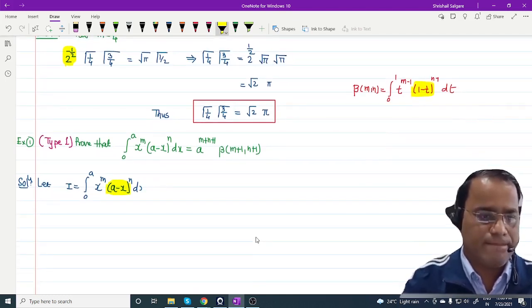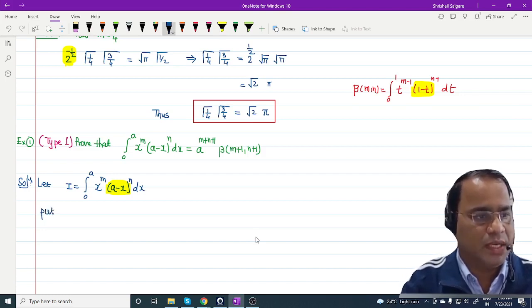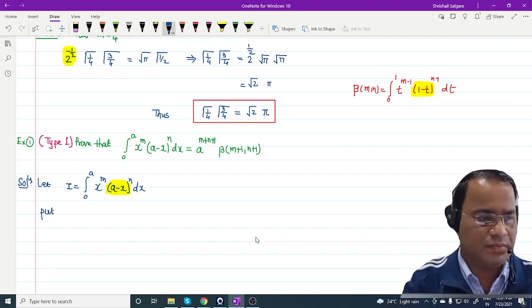Yes, Aditi. Here it is dx. What is the substitution? Put. Aditi, are you in the class? I am asking very difficult questions. What is the substitution? I think I am not connected with the class. I hope that.